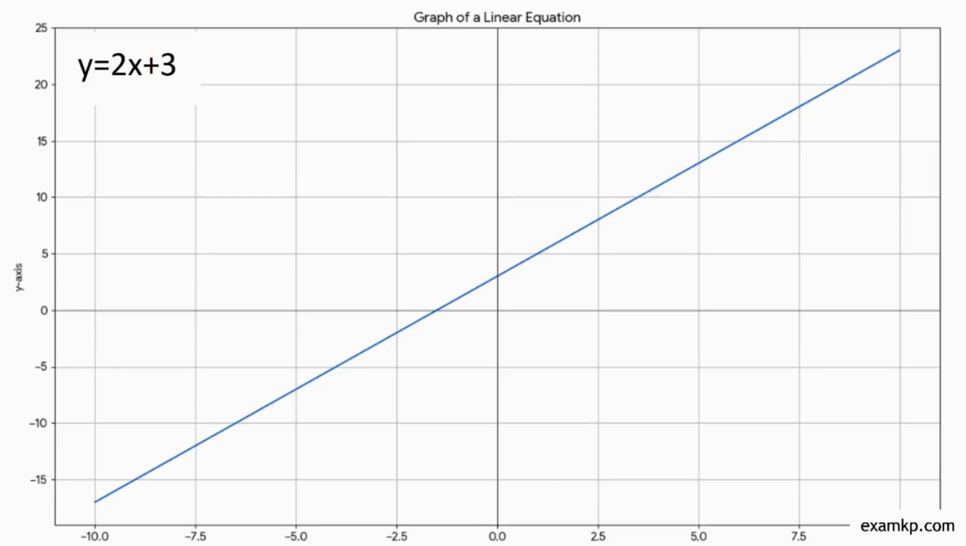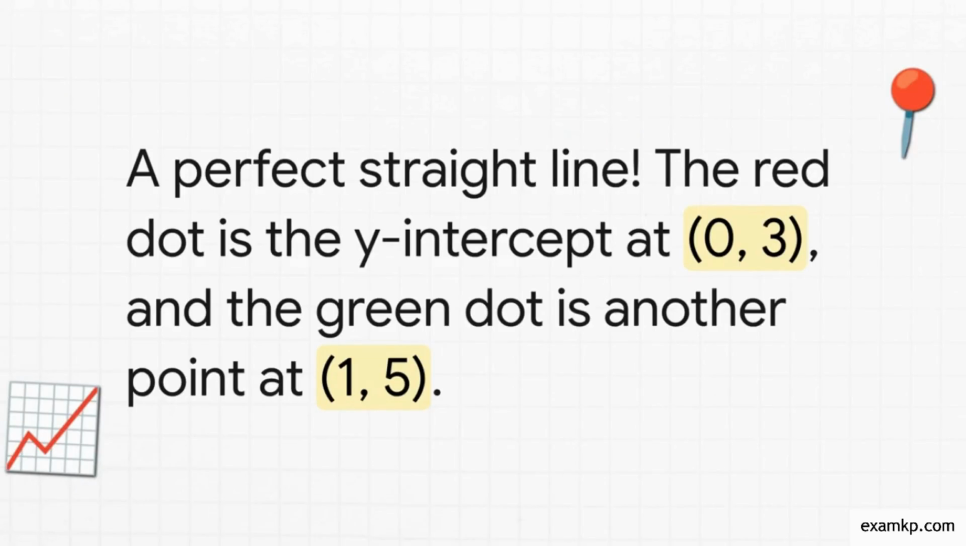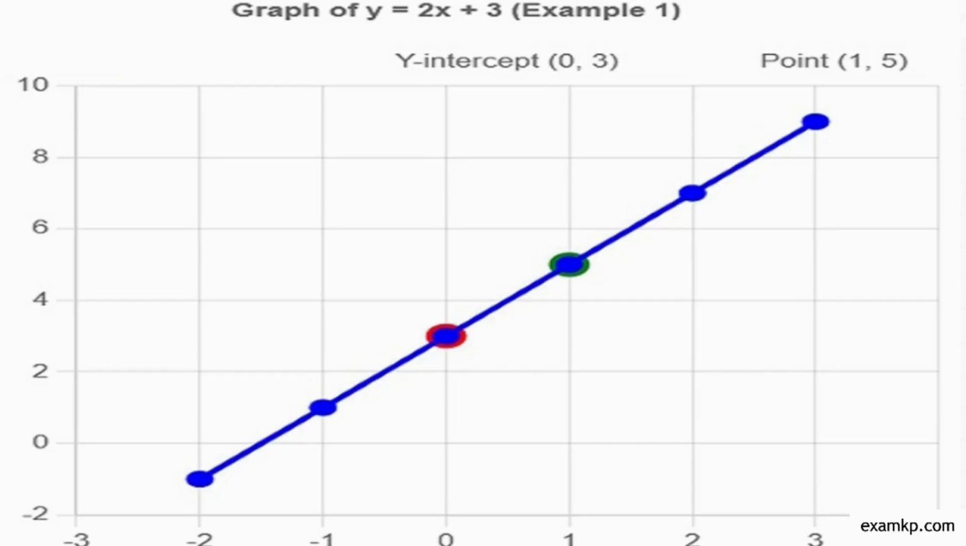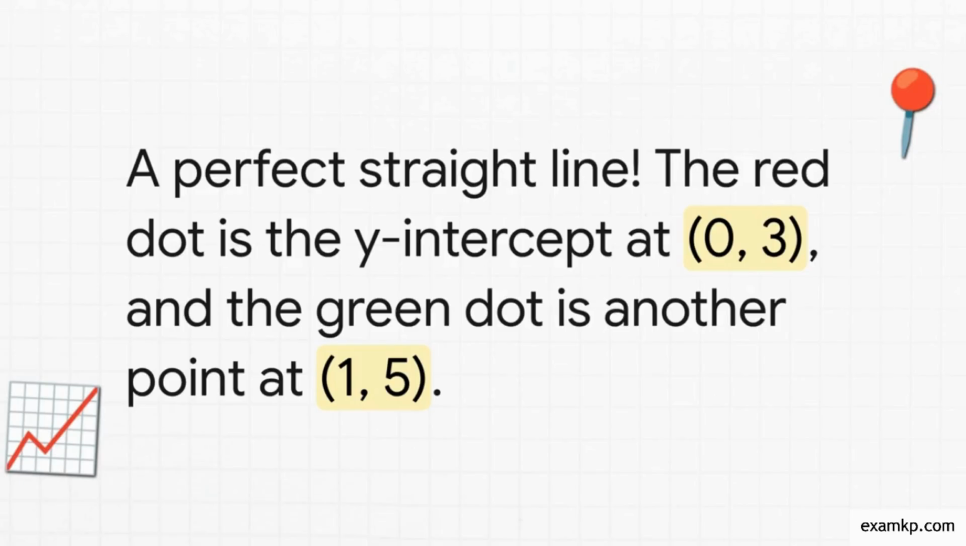And here's what happens when you follow those instructions. A perfect straight line. See those 2 points we've marked out. That red one at 0 and 3 is where our line hits the vertical axis. The green one is just another point along the way. But these aren't random. Their exact location is dictated by our equation.